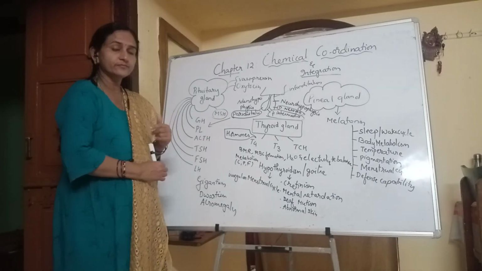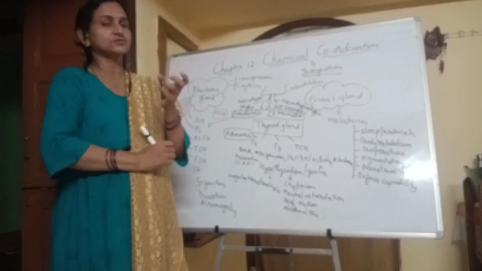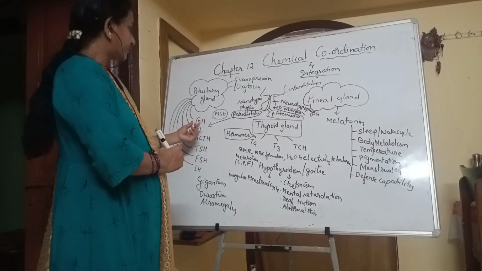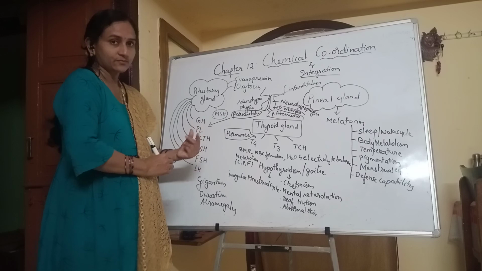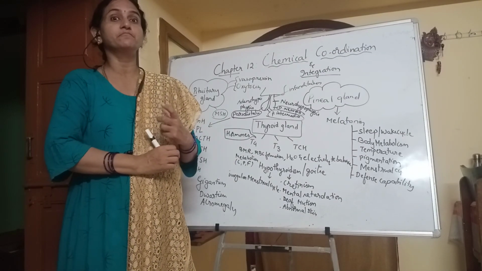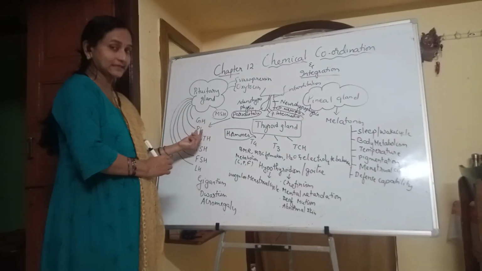Now coming to prolactin. The word itself helps us understand that it is something related to milk glands. So this hormone stimulates the growth of the mammary glands and the release of milk or secretions of the mammary glands. Prolactin.